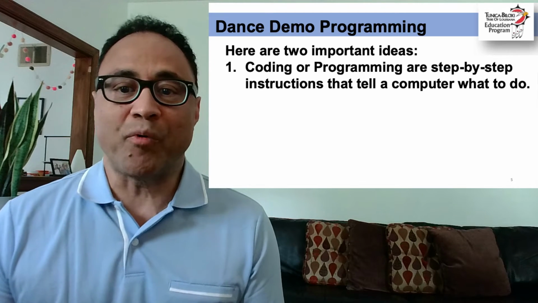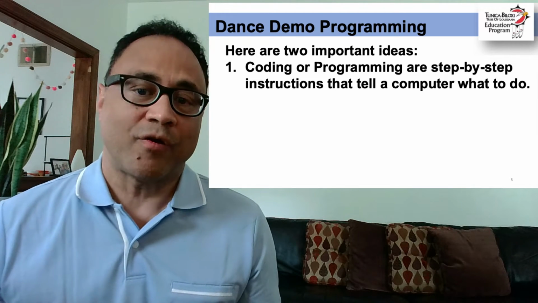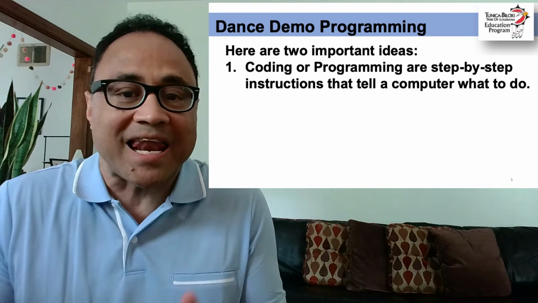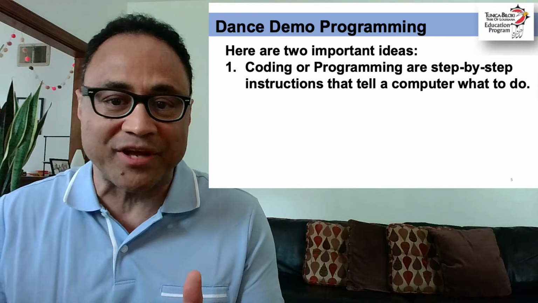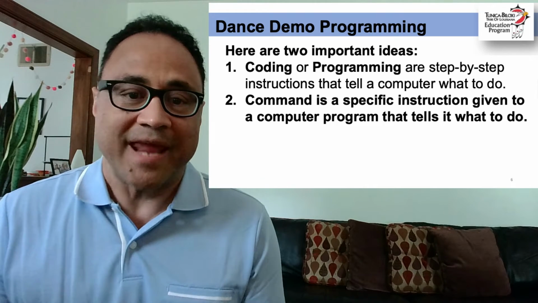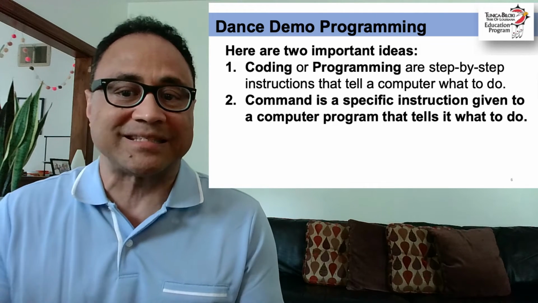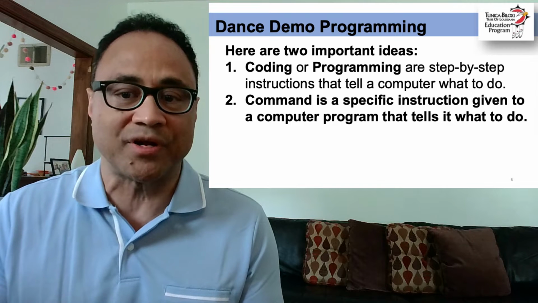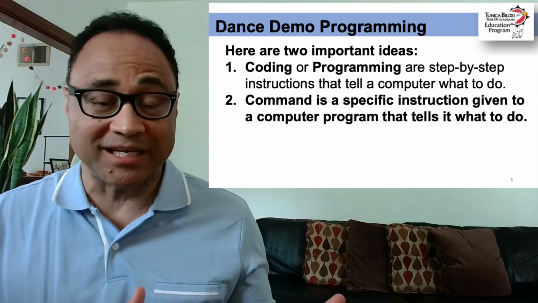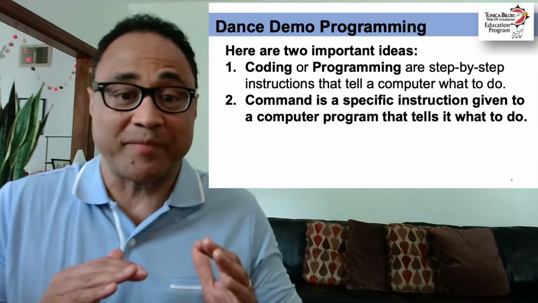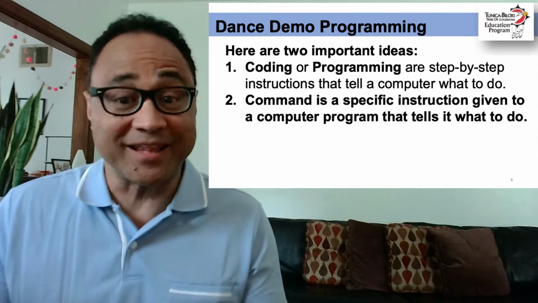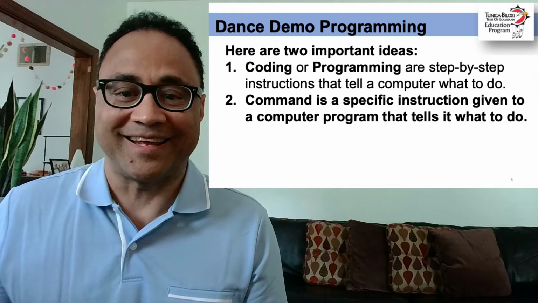Okay, here are two important ideas. Coding or programming are step-by-step instructions that tell a computer what to do. It's kind of like making a peanut butter and jelly sandwich. You have different steps that you have to take. The next important idea is a command. It's a specific instruction given to a computer that tells it what to do. For example, in our sandwich, a specific command might be, go get the peanut butter. Open the jar would be another specific command, and so on and so forth.